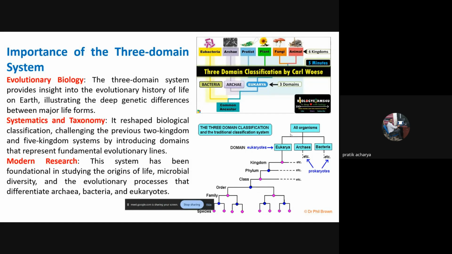Modern research says what? The system has been foundational in studying the origin of life, microbial diversity, and evolutionary processes that differentiate archaea, bacteria, and eukaryotes. Okay, so these systems we will discuss shortly in these classes.